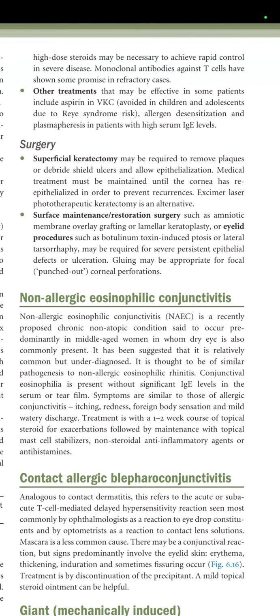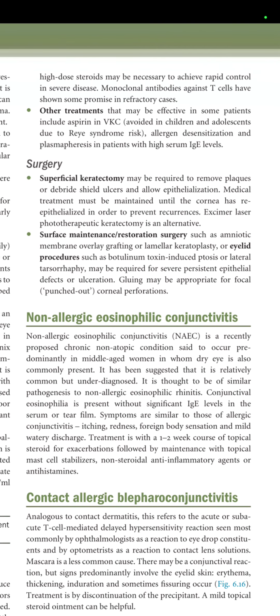So when we do surgery for the corneal diseases, and when there is a conjunctival cicatricial disease in the cases of conjunctivitis, superficial keratectomy may be required to remove plaques or debris, shield ulcer, and allow reepithelialization. Medical treatment must be maintained until the cornea has reepithelialized in order to prevent recurrence. Excimer laser phototherapeutic keratectomy is an alternative.